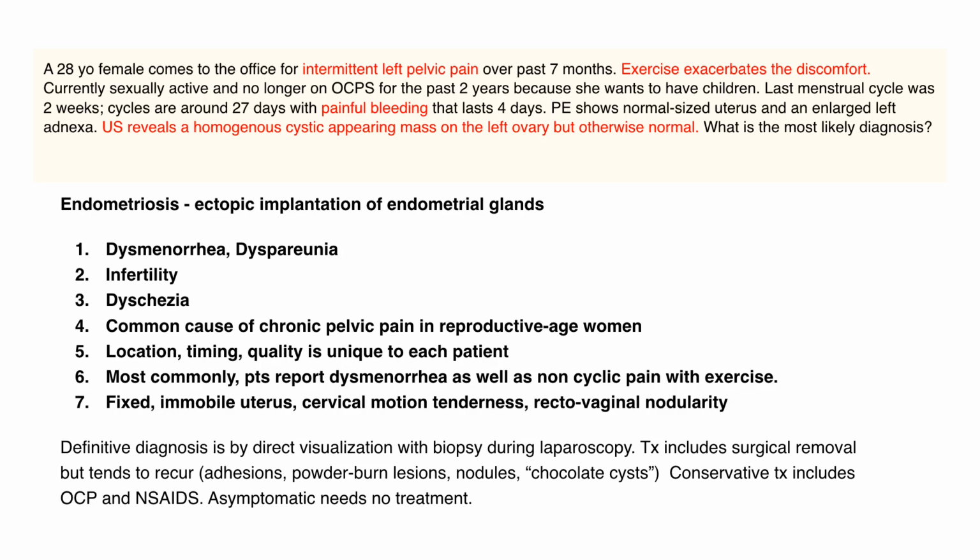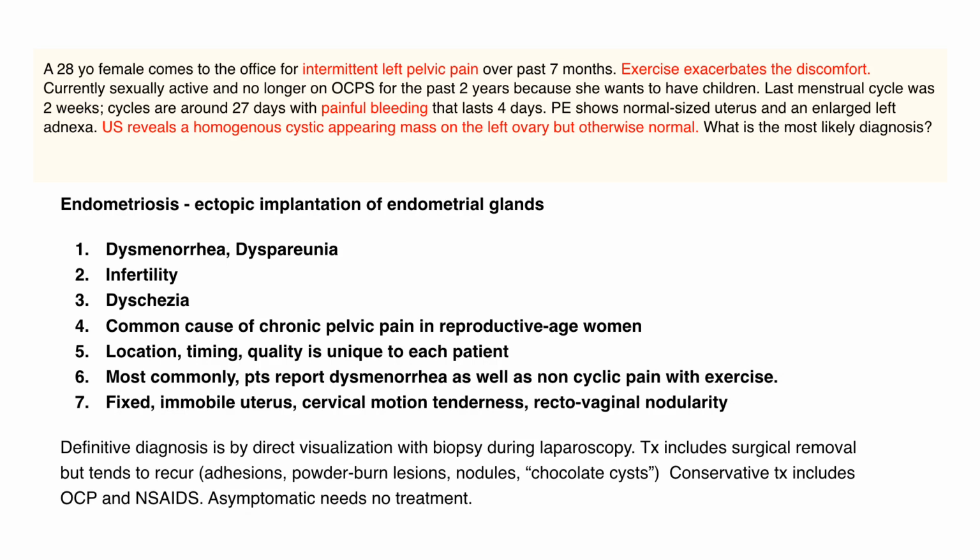This is ectopic implantation of endometrial glands. This causes dysmenorrhea, dyspareunia, infertility, dyschezia, and is a common cause of chronic pelvic pain in reproductive age women. And the location, timing, and quality is unique to each patient. Most commonly, patients report dysmenorrhea as well as non-cyclic pain with exercise. This causes a fixed, immobile uterus with cervical motion tenderness and rectovaginal nodularity.